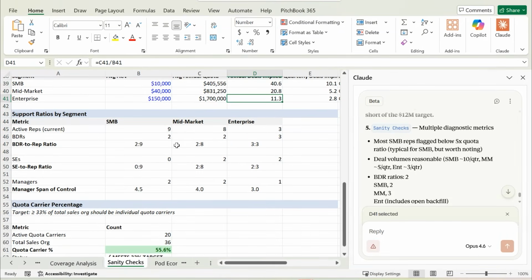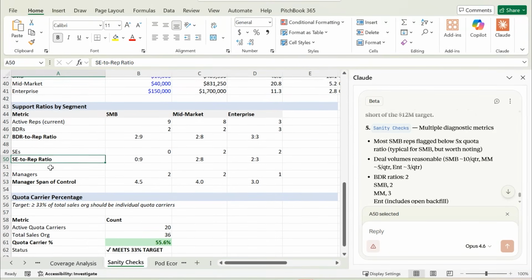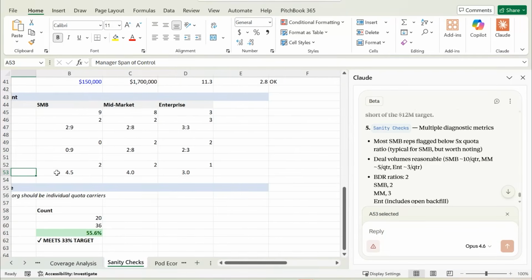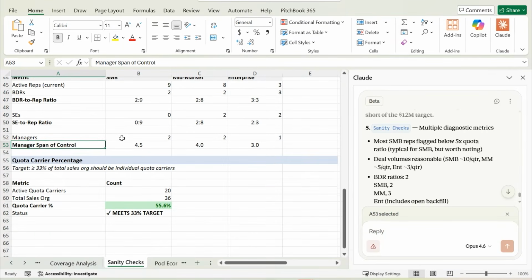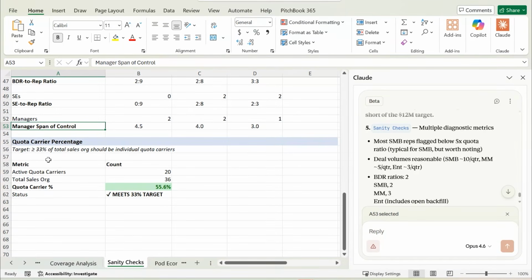So what are the ratios? 2 to 9, 2 to 8, 3 to 3. SEs. So the ratios you're going to have to check are your BDRs for pipeline support, your SEs for doing the demos, and then your managers for span of control. Those are the 3 that I would check. Quota carrier percentage. Target over 33% of total sales orders should be individual quota carriers.